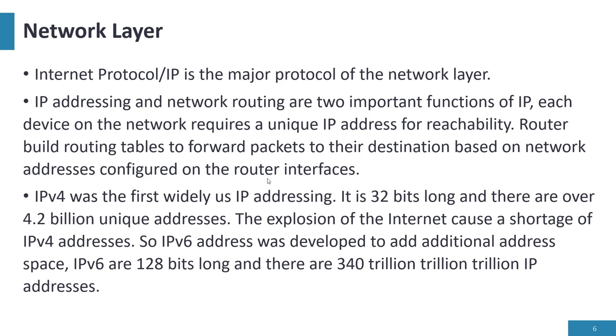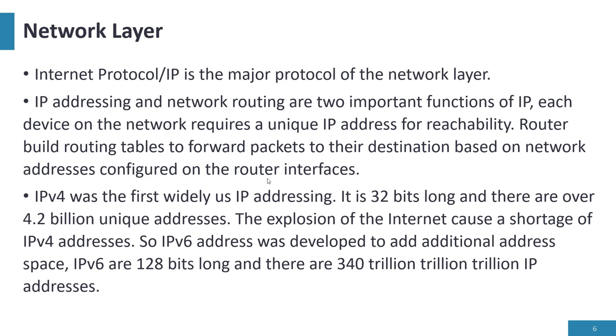IP version 4 was the first widely used IP addressing protocol. It is 32 bits long, and there are over 4.2 billion unique addresses in this IPv4 address scope. The explosion of the internet caused a shortage of IPv4 addresses. If you believe that 4.2 billion addresses were available, there was still a shortage after the internet took off. So the IPv6 address was developed to add additional address space.